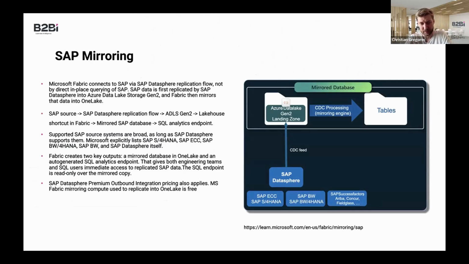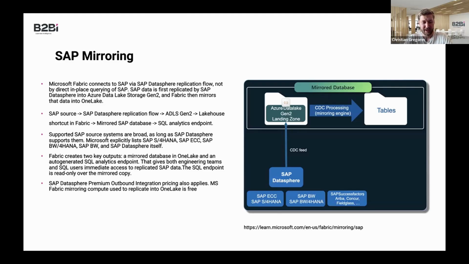Now we're going the other way. Now we're doing the SAP mirroring. So what does it mean? How do we enable it? First of all, we have to have the SAP DataSphere replication flow. That is a requirement. And using that, we can connect to the majority of SAP systems, so the ECC, HANA, or any other major SAP system.